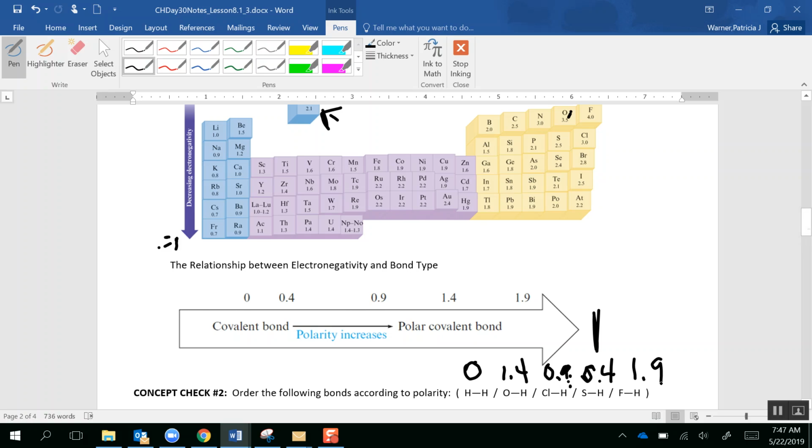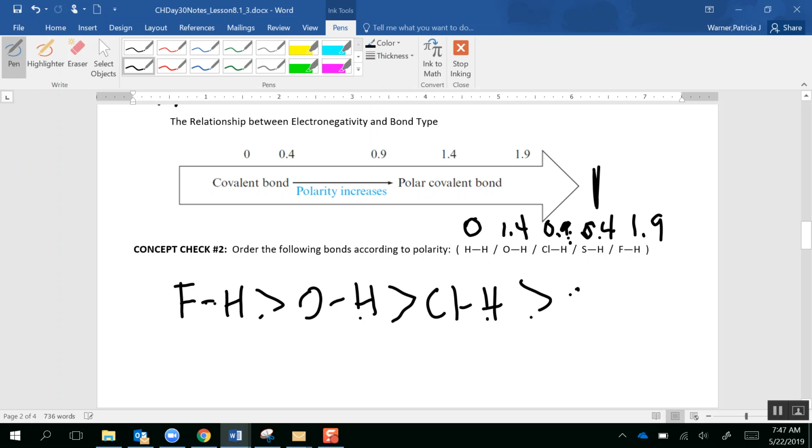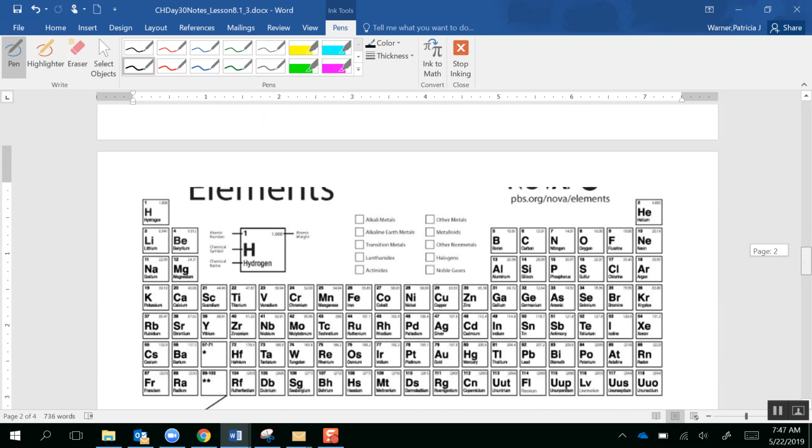And so if we were to take these and order them according to polarity, the most polar is going to be F-H, and it's going to be more polar than O-H, more polar than Cl-H, more polar than S-H, more polar than H-H. Okay? So that's using electronegativities to determine polarity. You can also use the periodic table.